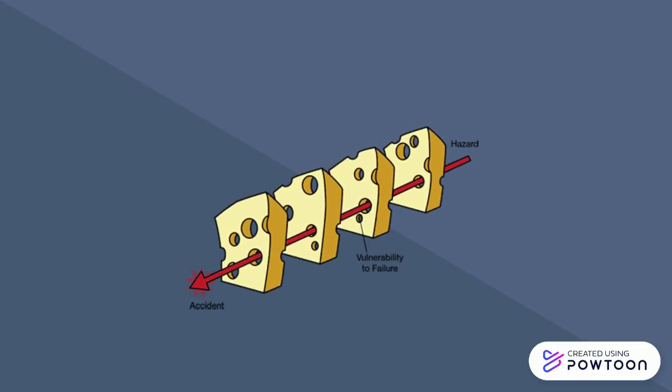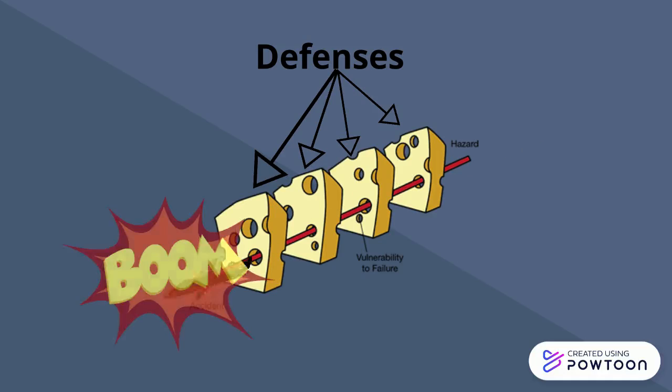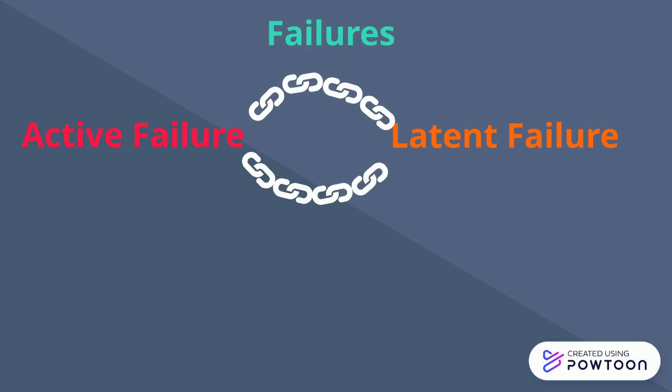In the model, the slices of cheese represent defenses in place to prevent failures. We don't live in a perfect world, so these defenses have holes in them. In rare cases, these holes will align and result in an accident. Failures are classified as either active or latent. However, these failures work together to create a chain of events that would eventually lead to an accident.